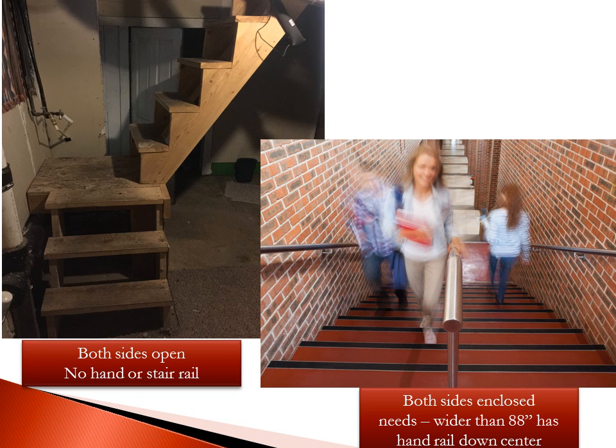Examples of a great violation: no stair rails on the stairs that are open on both sides, as well as a compliance with the rules where you have a set of stairs that's greater than 88 inches wide and there's a handrail right down the center.